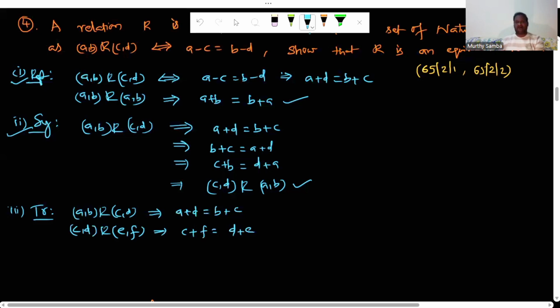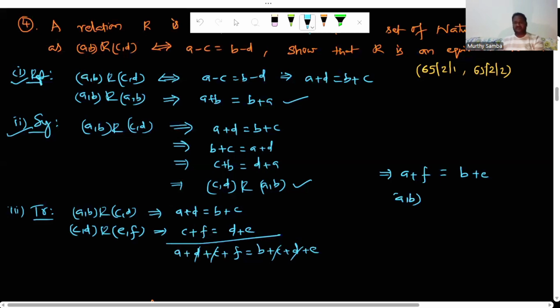Now I'm going to add both the two equations. When I add them both, then what do I get? A plus D plus C plus F is equal to B plus C plus D plus E. Any cancellation here? One C and C get cancelled, D and D get cancelled. Finally, what do you get? A plus F is equal to B plus E. A plus F is equal to B plus E means what? (A, B) is related to (E, F).